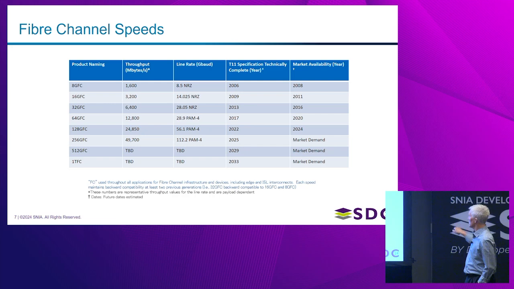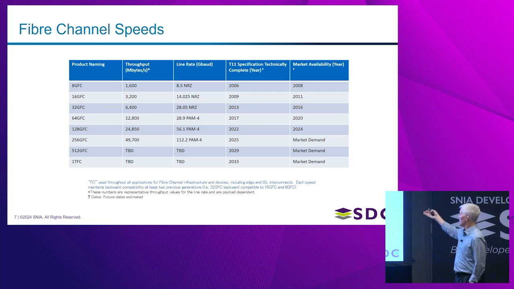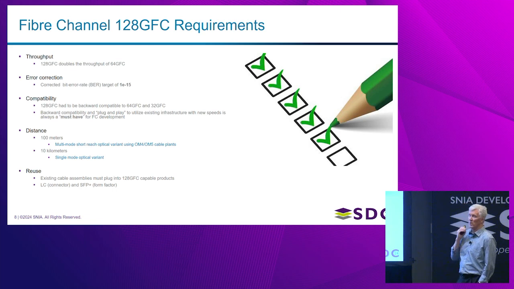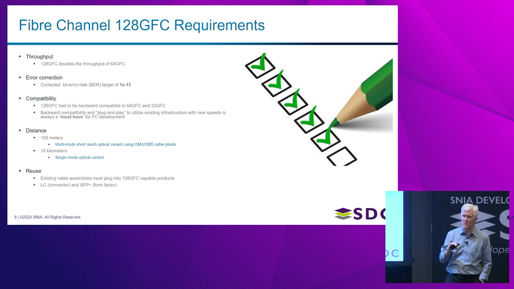Also to note on this particular slide is that roughly every 4 years, there's a new generation of Fibre Channel that is provided, with the expectation of future speeds coming out, the specifications coming out in 2025, 29, and then 33, as we look way out into the future beyond 256 gig and into 512 and terabit speeds. Fibre Channel has focused largely on a handful of very specific requirements for its standard specifications. First of all, of course, is the throughput, enabling us to double the speed or the throughput at each generation of Fibre Channel.